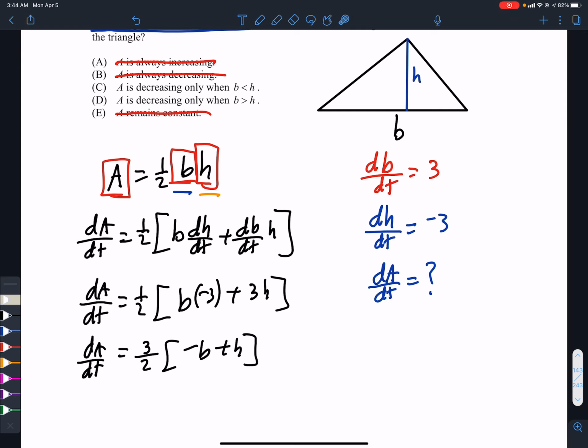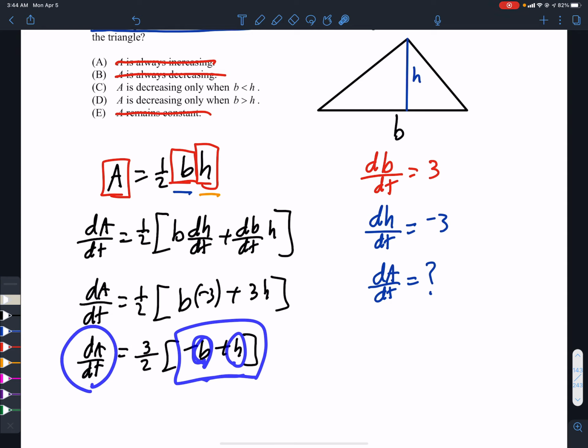So what are they saying? If B is smaller than H, well, if this is smaller and that's bigger, this is going to come out positive, making A increasing. So that's not true. So what about if H is smaller than B? That's smaller than that. If B is bigger, this is more negative. So the derivative will be negative, making A decreasing. So the answer is going to be D.